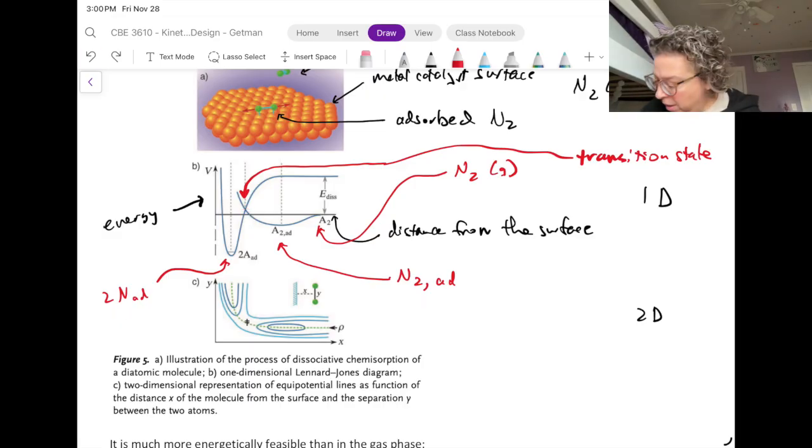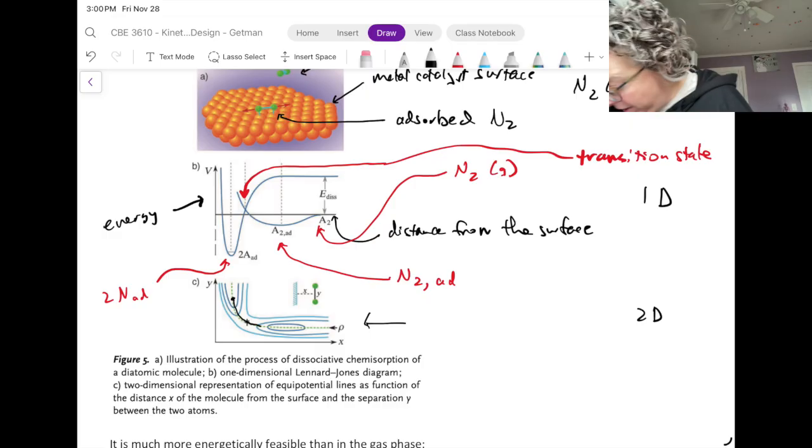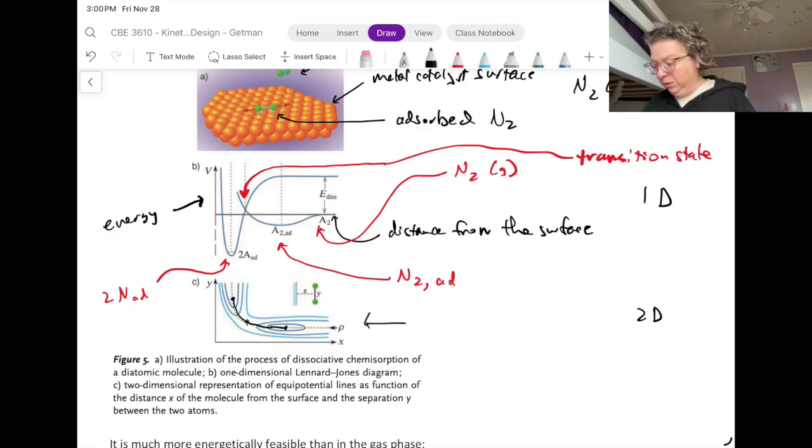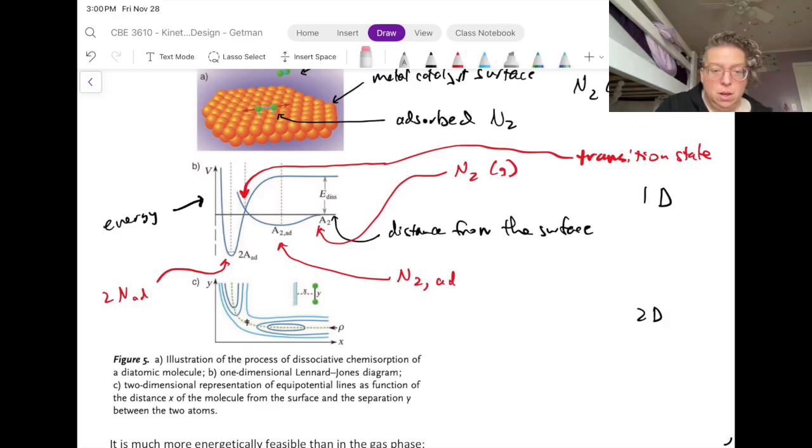Here we have our 2D representation, where we see our two adsorbed atoms are about right there. The minimum energy pathway between reactants and products is about right here. We see the adsorbed molecule here. The transition state to dissociation is right there. This is a contour plot.